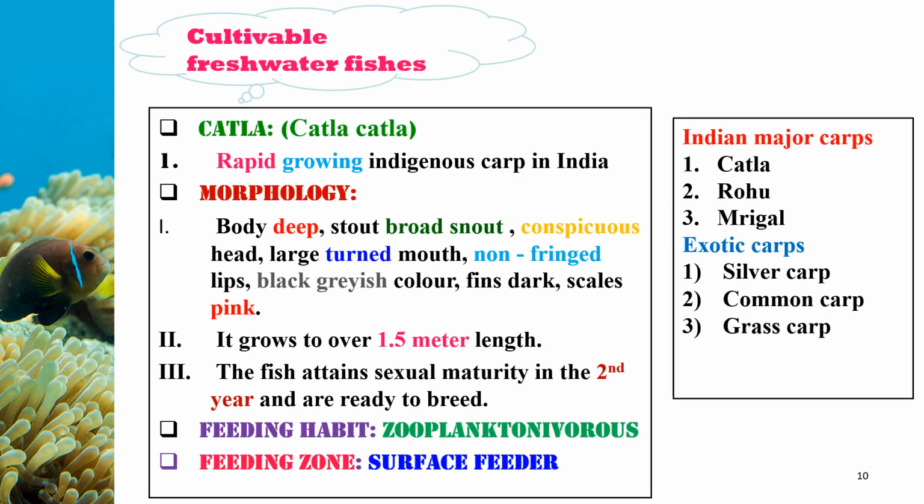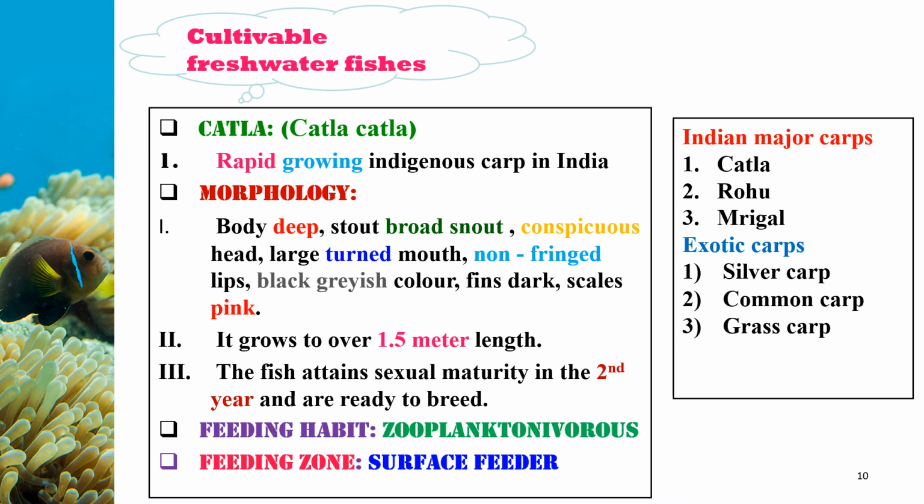Now we discuss the cultivable freshwater fishes. The three types of Indian major carps are: one is Catla. Catla is the fastest growing fish among Indian major carps. It has an upturned mouth, so it is a surface feeder. It feeds on zooplankton, that is insects.